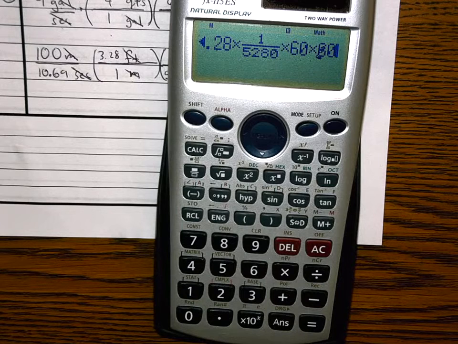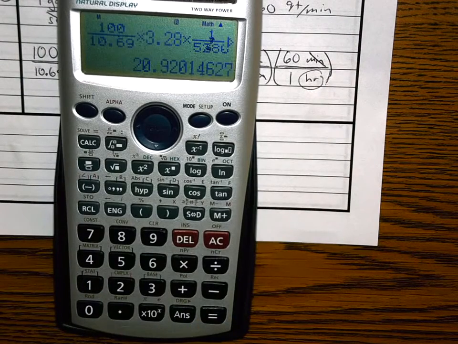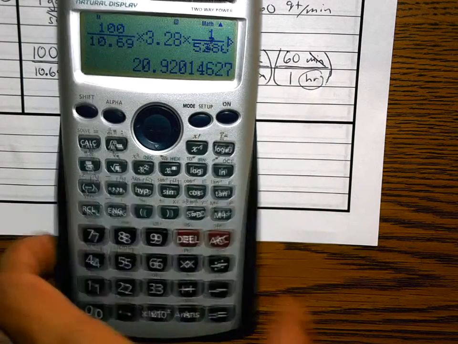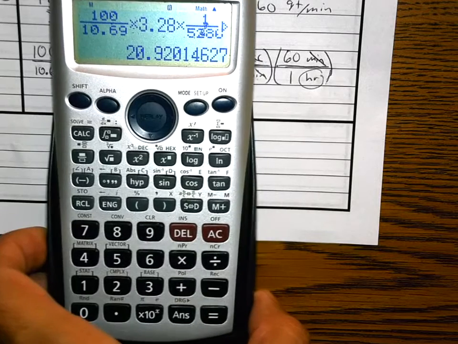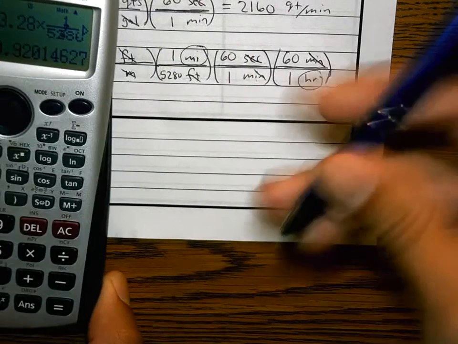What do you think? School zone. How much? Let's find out. Equals. How many miles per hour is he running?